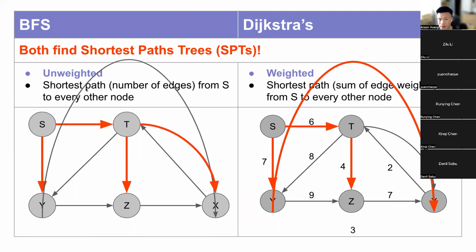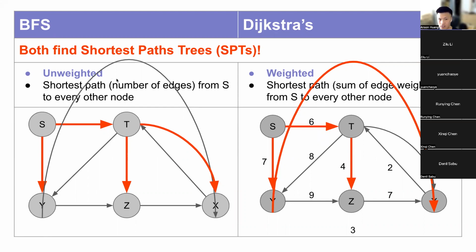BFS finds the shortest path in terms of the number of edges from S to every other node. Dijkstra's, on the other hand, finds the shortest path in terms of the sum of edge weights from S to every other node. So Dijkstra's doesn't necessarily find the shortest path in terms of the number of edges. It just finds the shortest path in terms of the edge weights, in terms of the cost.